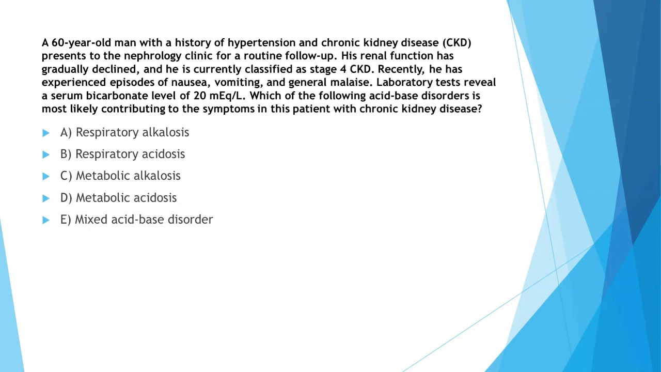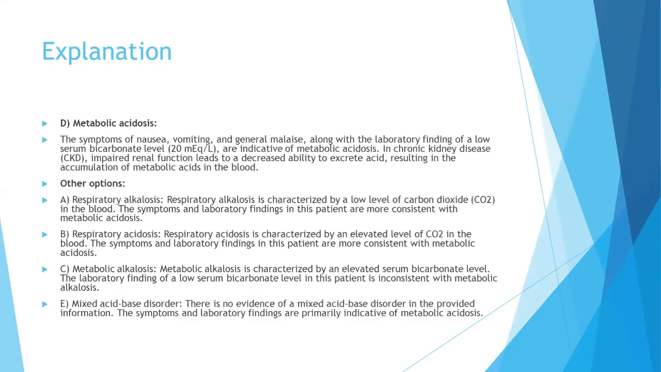Respiratory alkalosis, respiratory acidosis, metabolic alkalosis, metabolic acidosis, or mixed acid-base disorder. So the symptoms of nausea, vomiting, and generalized malaise, along with the lab finding of a low serum bicarbonate level, are indicative of metabolic acidosis. In chronic kidney disease, the impaired renal function leads to a decreased ability to excrete acid, resulting in the accumulation of metabolic acids in the blood.